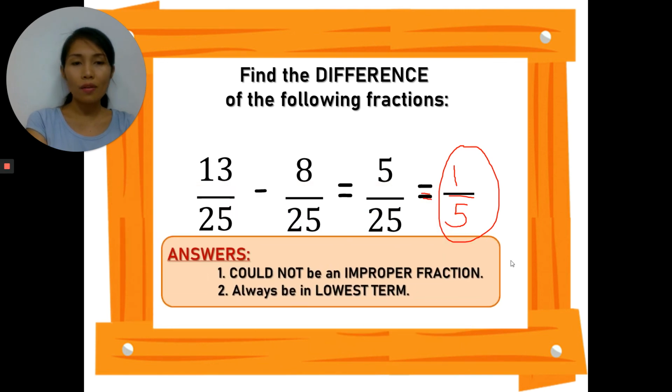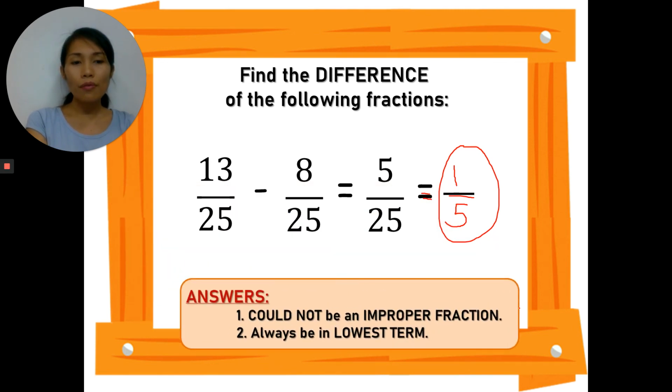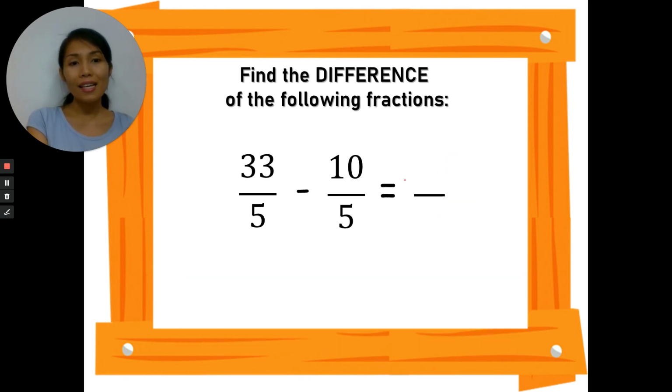All right. So that is our final answer. Let's see if it's correct. Is it an improper fraction? It's not an improper fraction, then that's correct. Is it in lowest term? Yes, it's in the lowest term. So that's our final answer. Let's try another one. 5 as the denominator here, so we'll just copy 5.